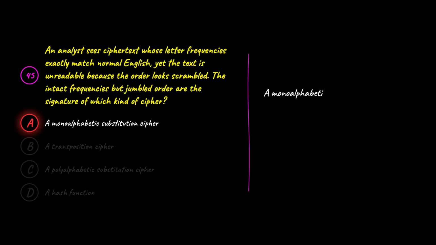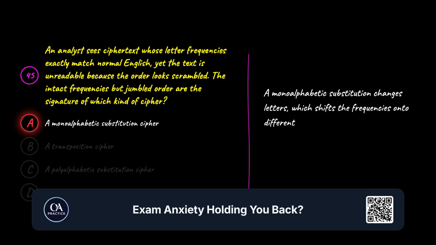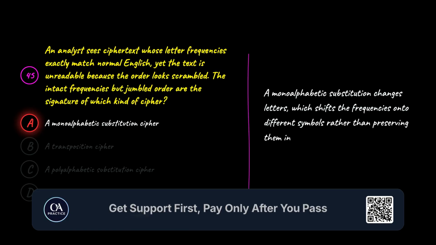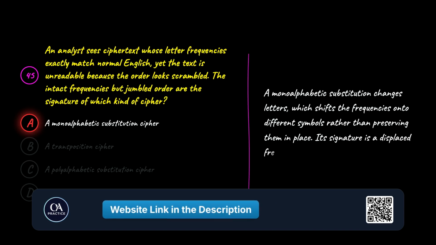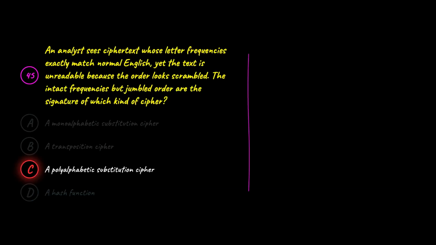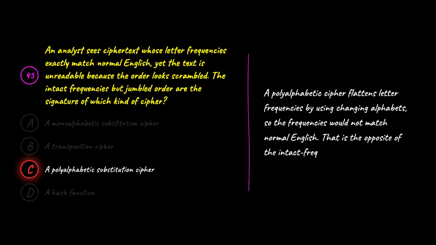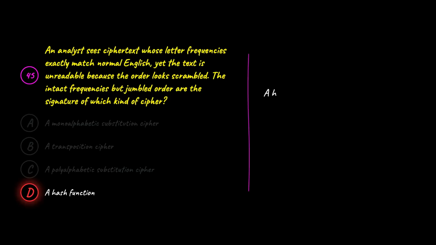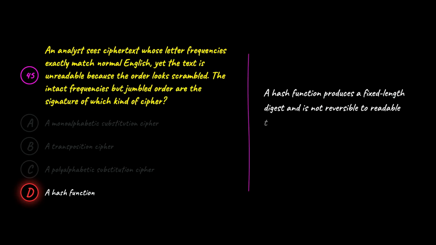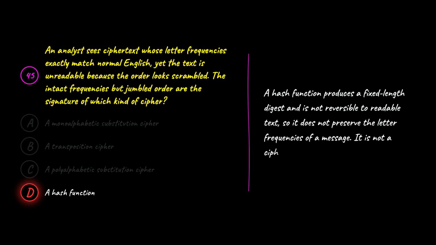A is wrong because a monoalphabetic substitution changes letters, which shifts the frequencies onto different symbols rather than preserving them in place. Its signature is a displaced frequency pattern, not an intact one with scrambled order. C is wrong because a polyalphabetic cipher flattens letter frequencies by using changing alphabets, so the frequencies would not match normal English. That is the opposite of the intact frequency signature described. D is wrong because a hash function produces a fixed-length digest and is not reversible to readable text, so it does not preserve the letter frequencies of a message. It is not a cipher that scrambles order.